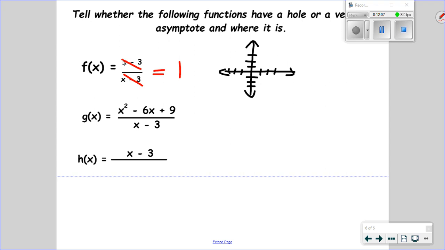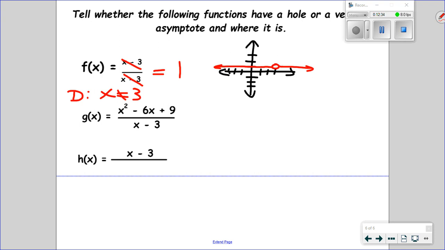But if you find the domain of this function, the domain is x cannot equal 3 because the x minus 3 is in the denominator. So there is still a discontinuity. There's a hole when x equals 3. But other than that, the graph is just going to be a horizontal line, which is y equals 1.